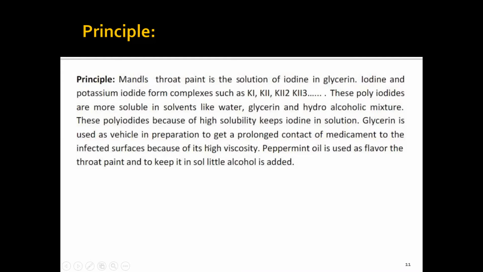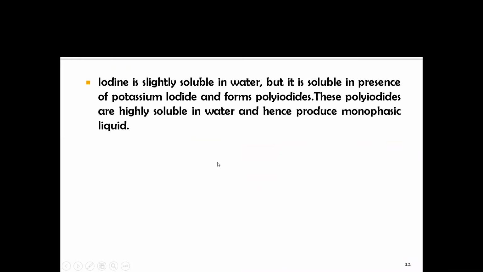Because of this polyiodide, it keeps iodine in solution, while glycerin is used as a vehicle to increase the viscosity of the preparation, and the other ingredients are used to improve the flavor. So iodine is only slightly soluble in water, but it is soluble in the presence of potassium iodide and forms polyiodide, as we have discussed.